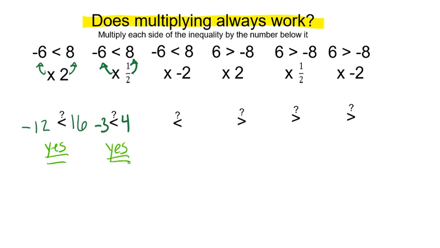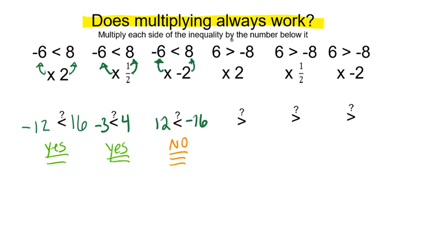So let's take that negative 6 and the 8 again, and this time let's multiply each side by negative 2. So negative 6 times negative 2 is positive 12, and 8 times negative 2 is negative 16. So here we have 12 less than negative 16. Is that right? No, that is not true. That doesn't work. Okay, so let's take a look at our next problem.